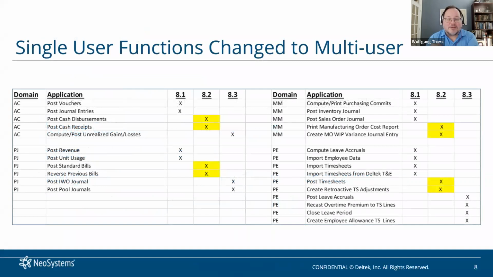And then, some of those other single user functions that we took in 8.1 and we were able to convert into multi-user functions, we've been able to do a lot more in 8.2, in these posting functions, reversing previous bills, printing manufacturing orders, and as well as, I talked a little bit about some of those printing functions, all the way down to printing fixed asset journals, et cetera. So there's a lot of things that are able to now be multi-user functions.